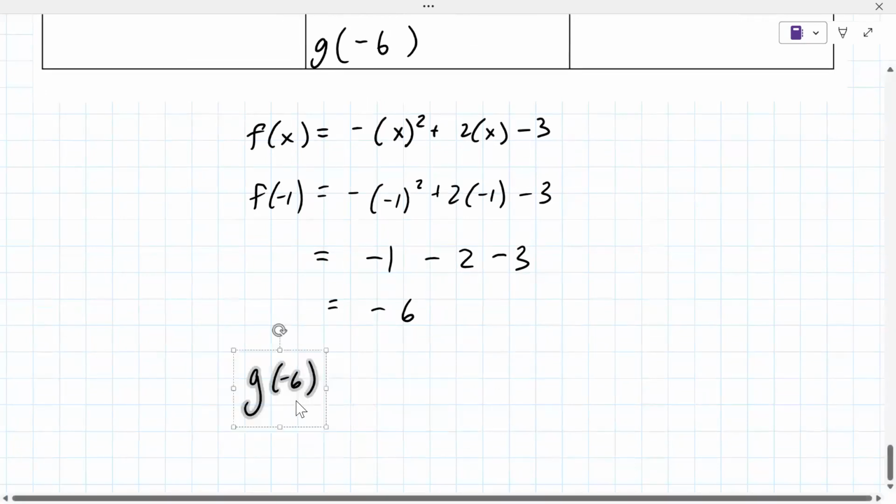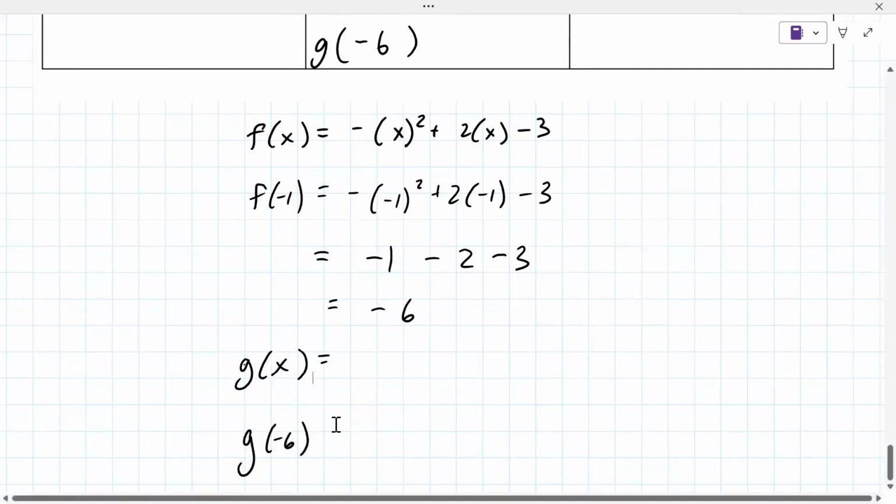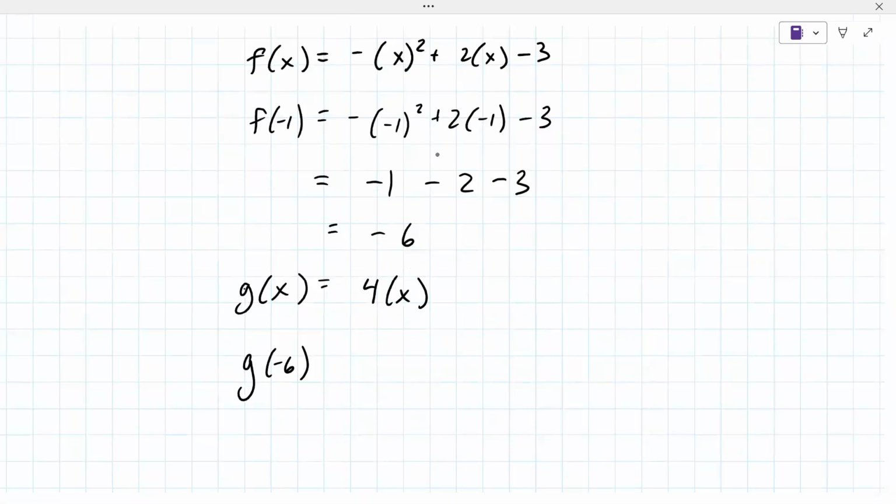g of x, let me write it. Again, it's good to write x in parentheses. It's 4 times x minus 11, so 4 times (-6) minus 11. I got g of -6 equals -35. Yeah, and you got it.